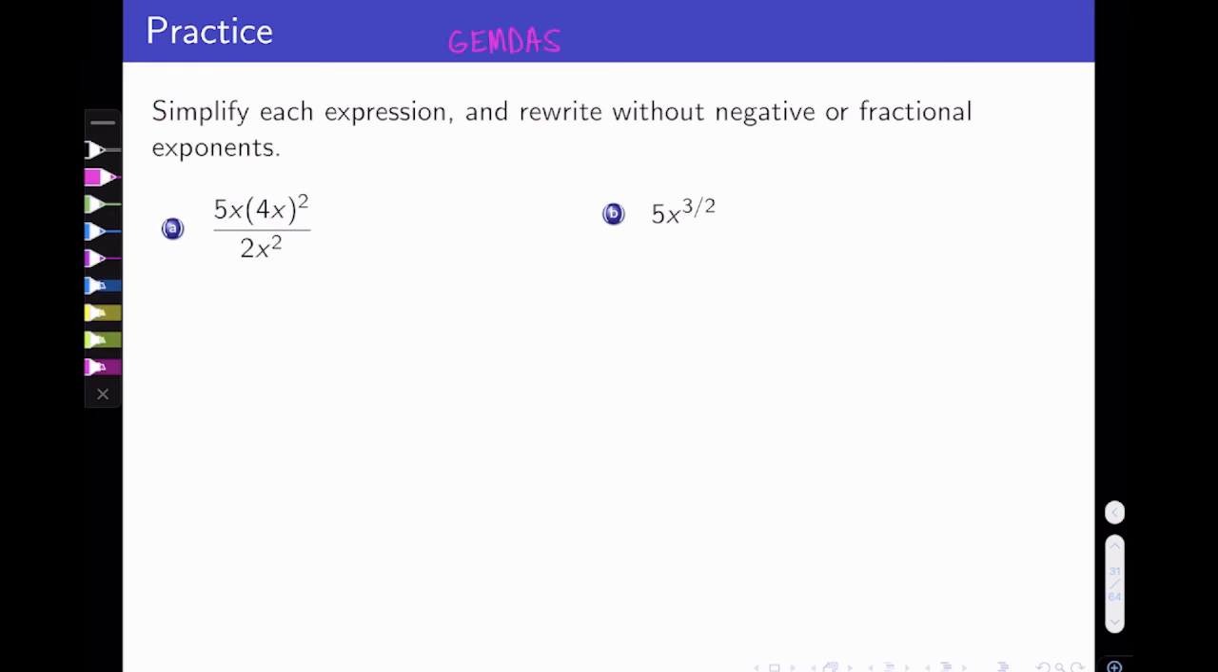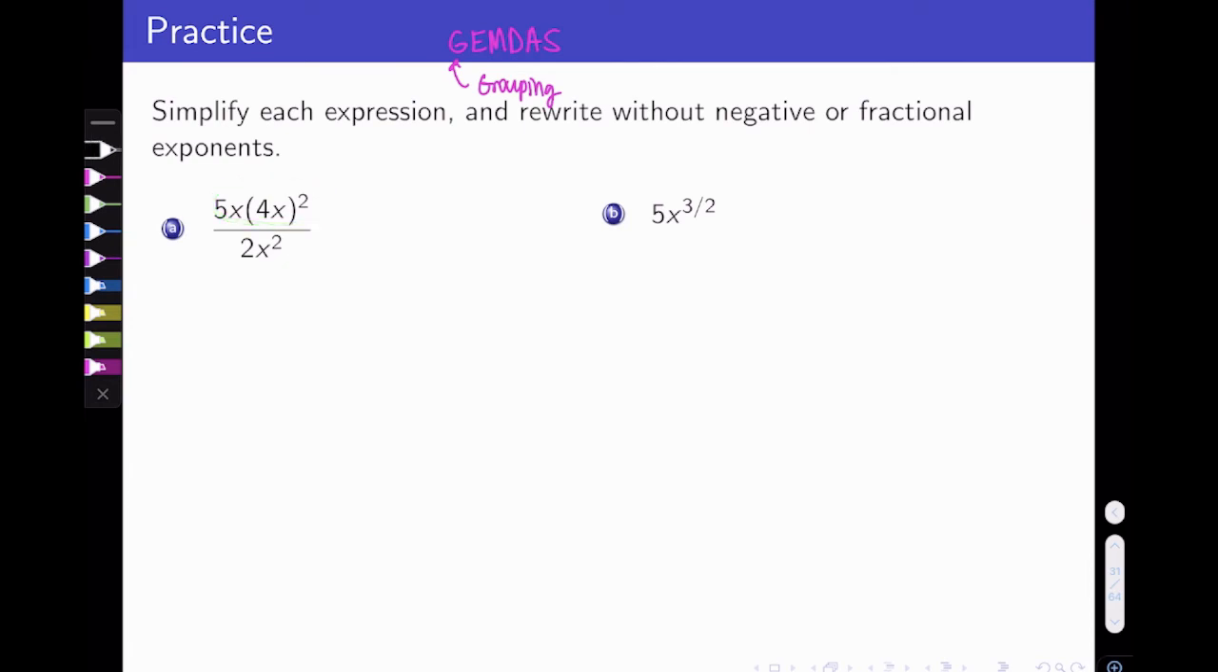GEMDAS. And then the G for me is grouping. So grouping symbols like parentheses, but not just parentheses, brackets, braces, anything that groups them together. And then we know E is exponents, M is multiplication, D is division, and then addition and subtraction for that A and S. So considering that, when we look at our first example, we'll want to do exponents first, and then we'll do the multiplication of the numerator, and then we'll divide by the denominator to make sure we follow those order of operations.